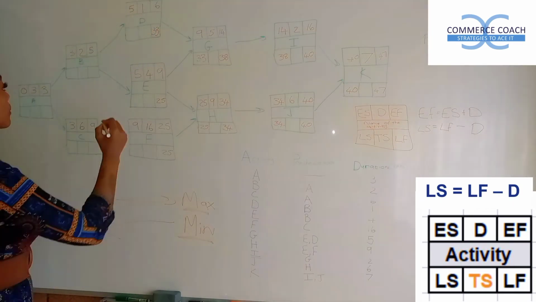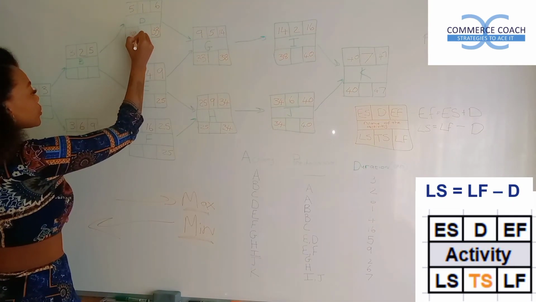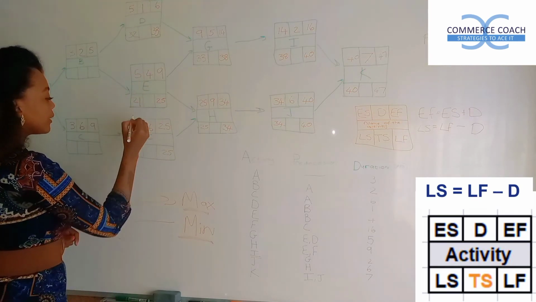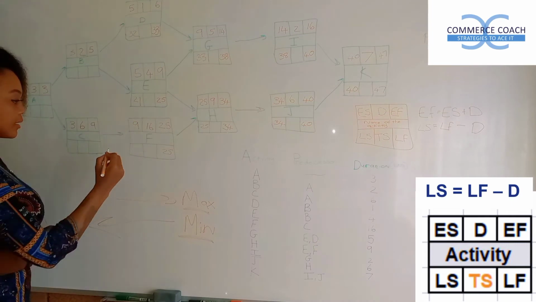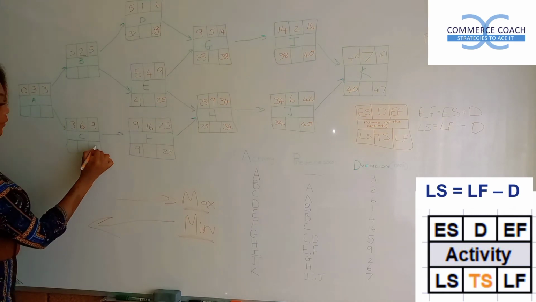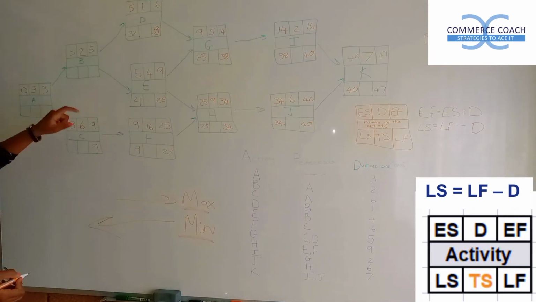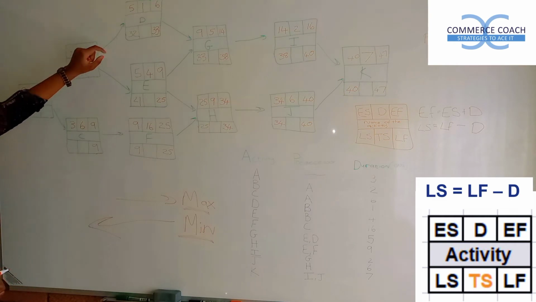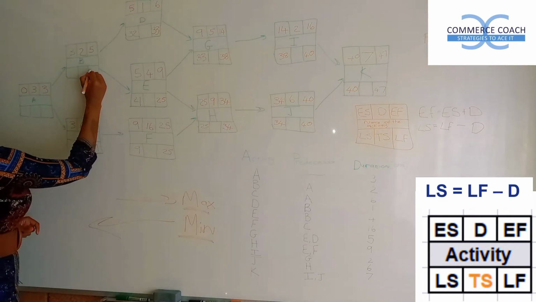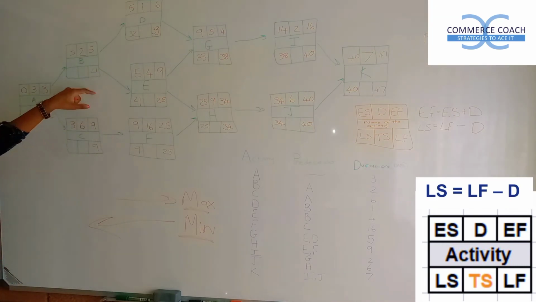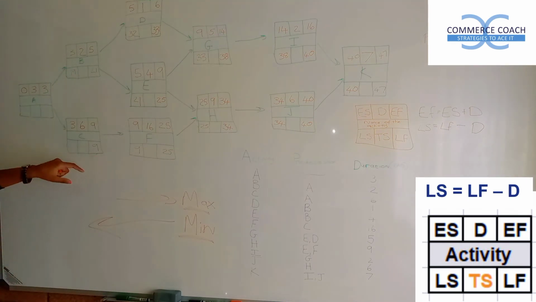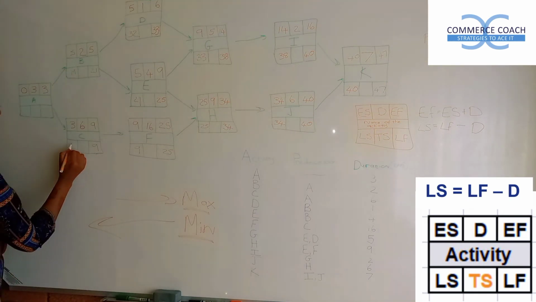So 33 minus 1 equals 32. And 25 minus 4 equals 21. And 25 minus 16 equals 9. Then we're going to carry over 9 over here. And since B is the predecessor for D and E, we're going to pick the minimum number, which is 21. And we're going to say 21 minus 2 equals 19. And 9 minus 6 equals 3.